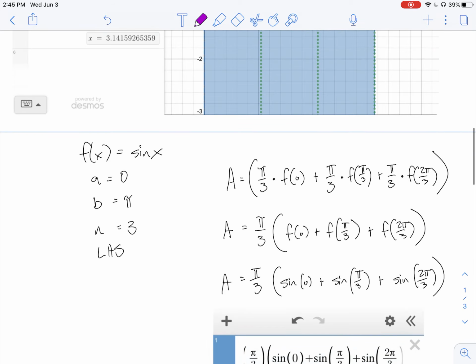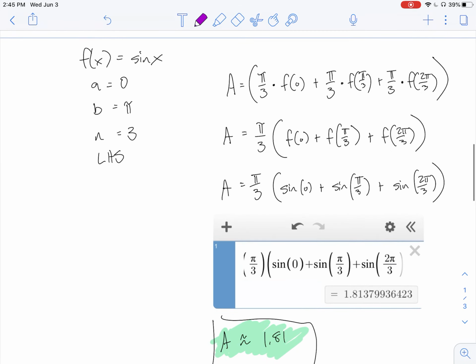All right, and then here are my notes for all this, and I just tried to copy it exactly the way that Professor Mara likes to do it. f of x equals sine x. He uses a as your left bound and b as your right bound. So a, the left bound, would be 0, and then b, my right bound, would be pi. n for the number of intervals, that's 3. LHS is left-hand sum here.